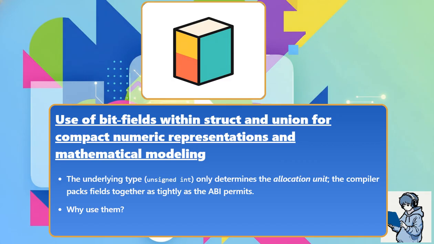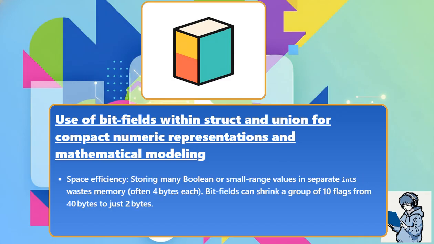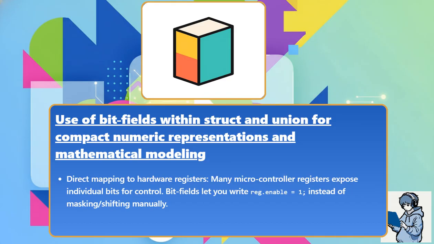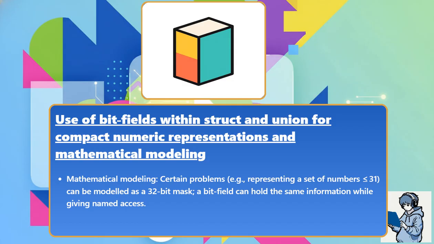Why use them? Space efficiency. Storing many Boolean or small range values in separate ints wastes memory, often 4 bytes each. Bit fields can shrink a group of 10 flags from 40 bytes to just 2 bytes. Direct mapping to hardware registers. Many microcontroller registers expose individual bits for control. Bit fields let you write reg.enable = 1 instead of masking and shifting manually. Mathematical modeling. Certain problems, for example representing a set of numbers less than or equal to 31, can be modeled as a 32-bit mask. A bit field can hold the same information while giving named access.